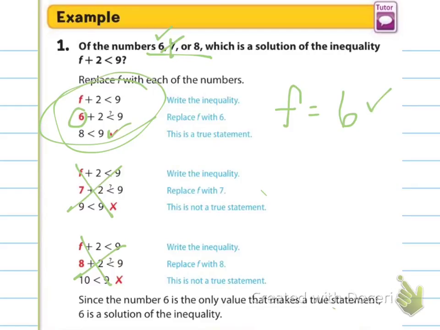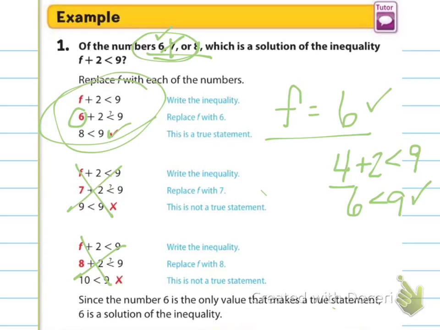Okay? It can be a lot of other numbers, by the way, because if you think about it, if you tried 4, think about this. If it was 4, we'd have 4 plus 2. 4 plus 2 is 6. Is 6 less than 9? Yes. So 4 could also work. There's a lot of numbers that could work. One of the numbers, in fact, would be 6, though. And that's what the question's asking. Of these numbers, which one is the solution for the inequality? And 6 would work.